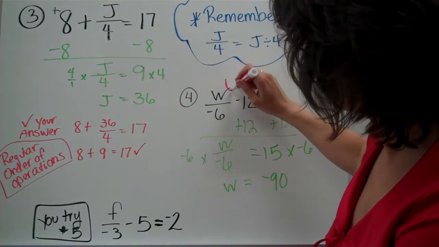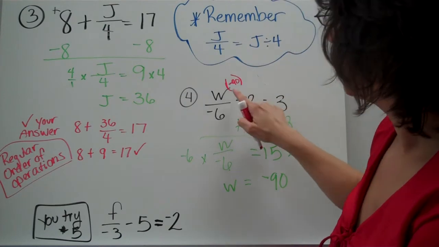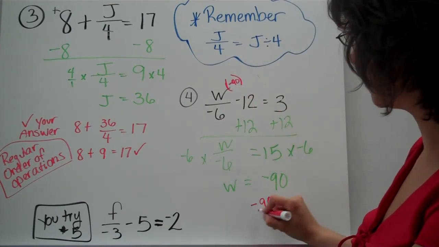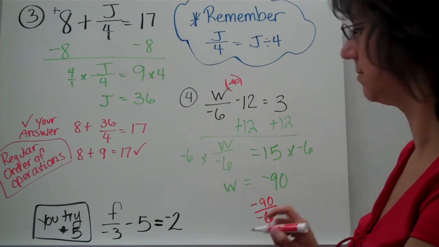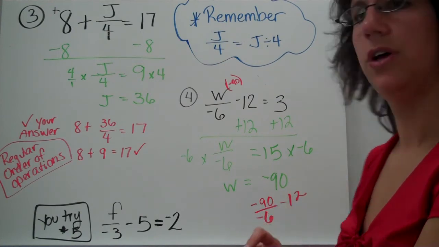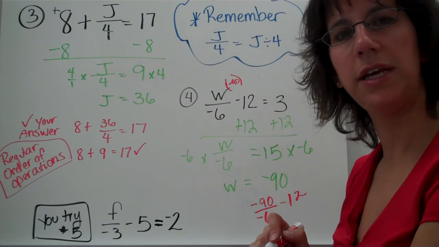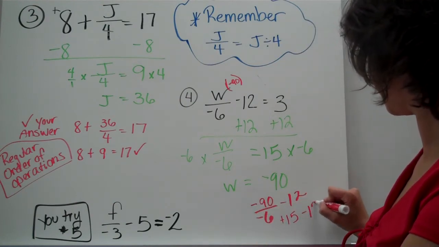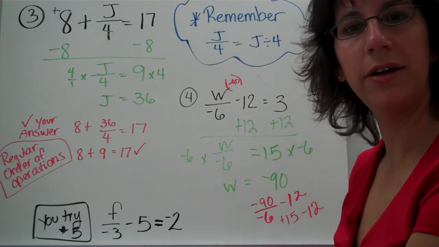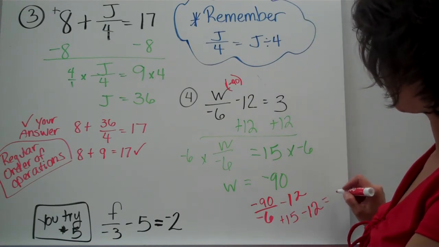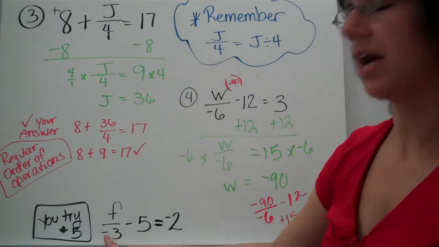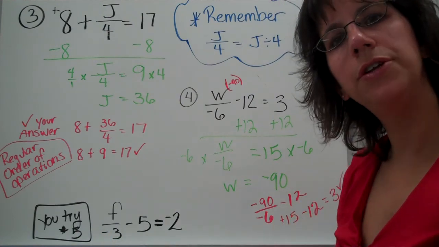I'm going to put a negative 90 back up here and see. Negative 90 divided by negative 6 minus 12. Well, 90 divided by 6 is 15, and the signs are the same, so it's a positive 15. Minus 12, do we get 3? We sure do. All right, go ahead and jot this example down, and you try it on your own.